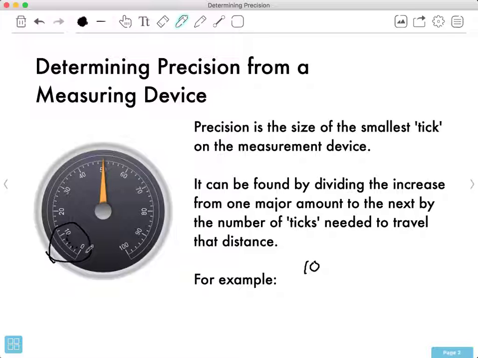You don't count the tick at 0, just like when you're counting from anything, you start on the first one up. So it's 1, 2, 3, 4, 5 ticks. So to get a distance of 10, I had to travel 5 ticks. And 10 divided by 5 is 2. So my precision of this particular device is 2. 2 watts? I don't know. Usually there's units printed in here.